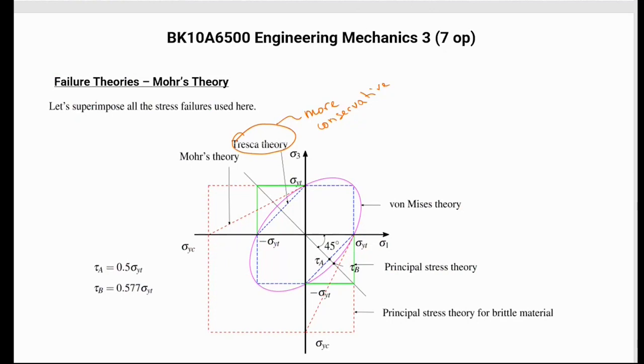So if you use Tresca compared to von Mises, it might be possible that your Tresca design is going to be larger than your von Mises design. This is a good exam question, actually. And when you compare the brittle material, Mohr's theory is way more permissive than the rankings shown here in the gray area.